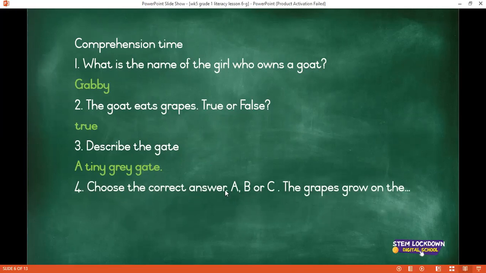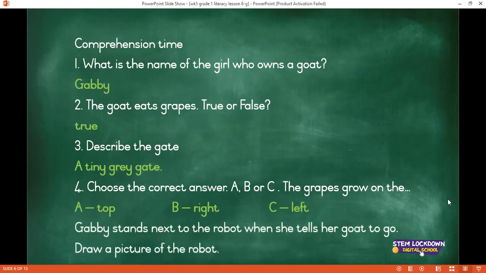Choose the correct answer, A, B, or C. The grapes grow on the A, top, B, right, or C, left. So did the grapes grow on top, on the right, or on the left? On the right, good. So our answer will be B.